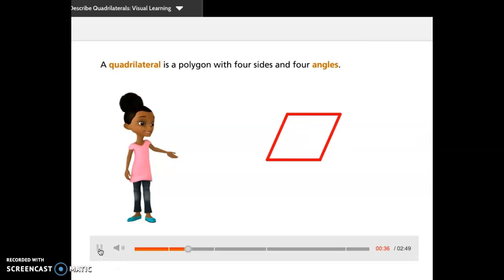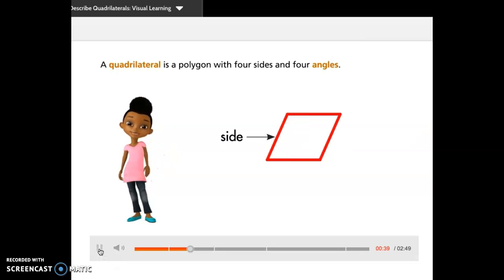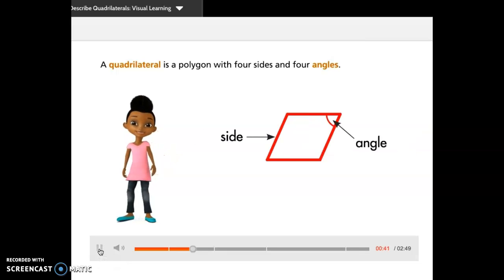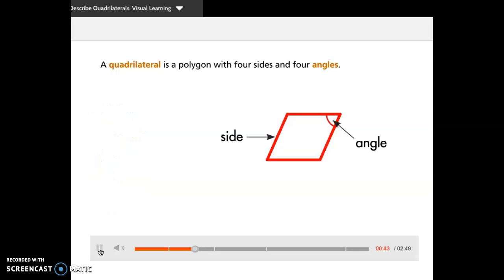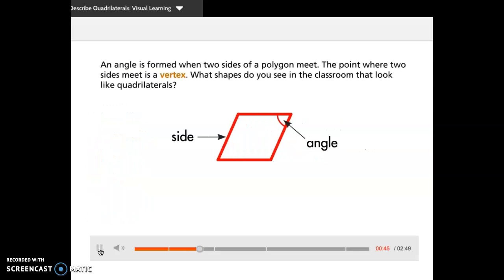A quadrilateral is a polygon with four sides and four angles. An angle is formed when two sides of a polygon meet. The point where two sides meet is a vertex. What shapes do you see in the classroom that look like quadrilaterals?